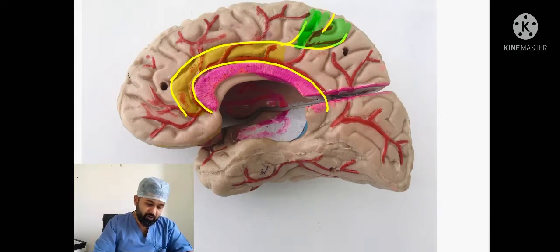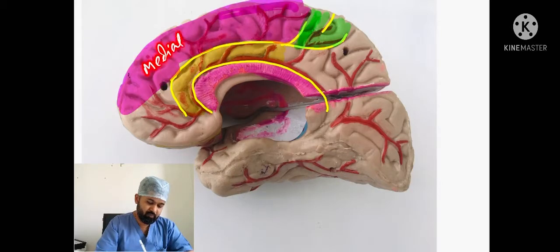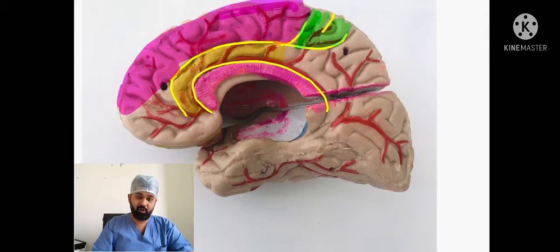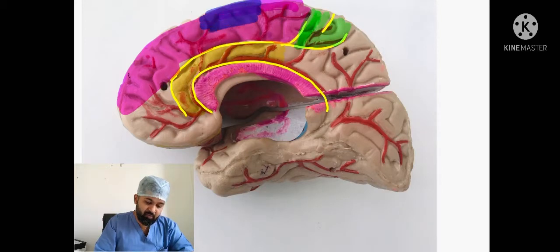The gyrus in front of the anterior extension is a part of the frontal lobe, and this gyrus is known as the medial frontal gyrus. We also saw in the last video that the supplementary motor area has a major part on the medial side, in front of the central sulcus, in front of the precentral gyrus. Here we have the supplementary motor area.